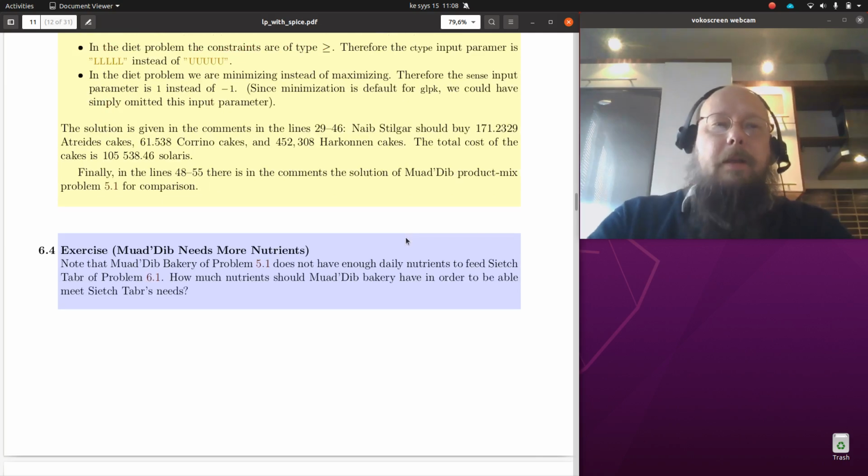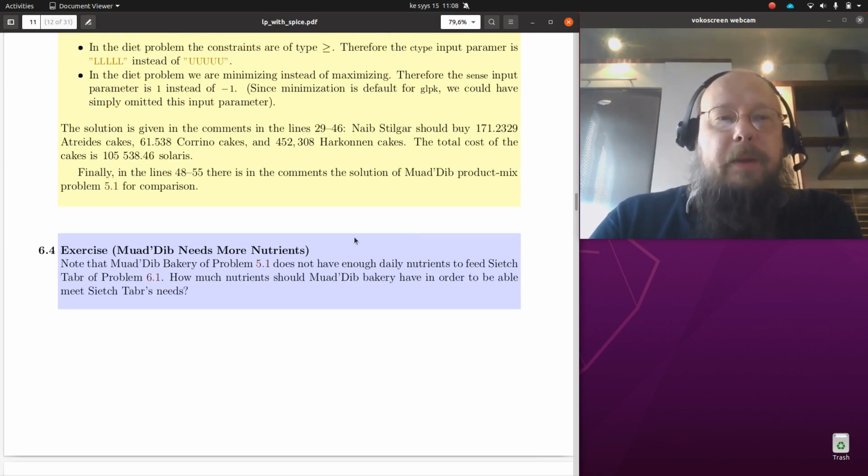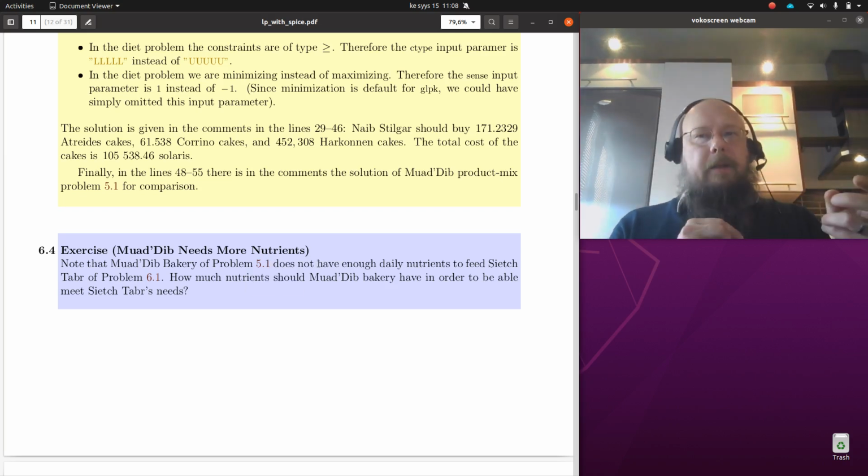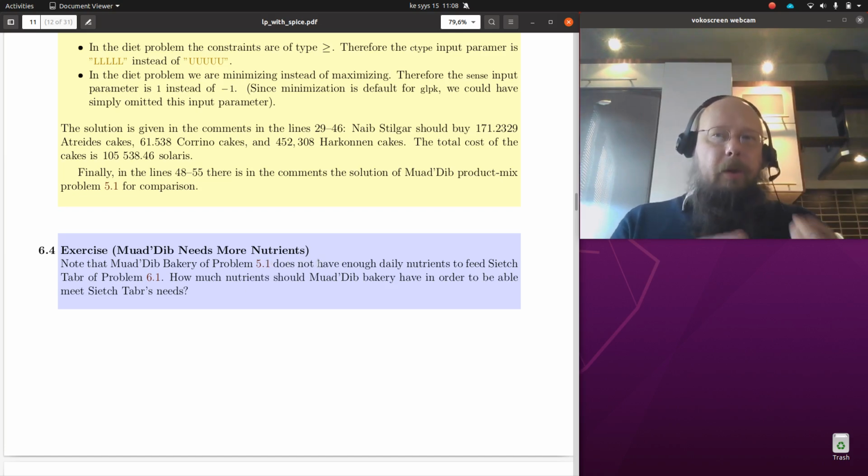So this is exercise 6.4. More deep needs more nutrients. So if you look at what more deep bakery problem 5.1 does, it turns the nutrients into cakes, and if we want to go there and buy cakes, and there are only those amounts of cakes that the more deep bakery is making every day to maximize its profit, there are not enough cakes. You can see it here.